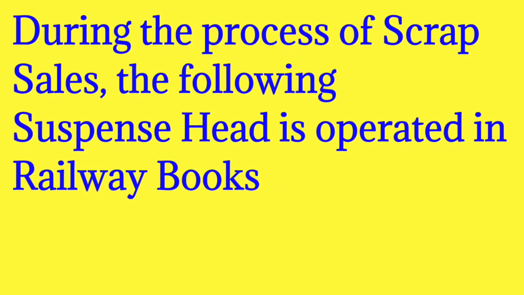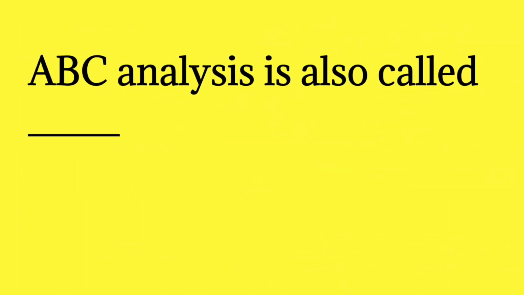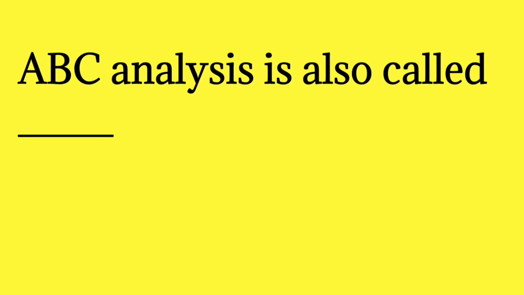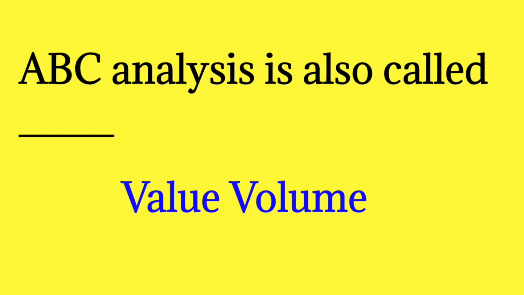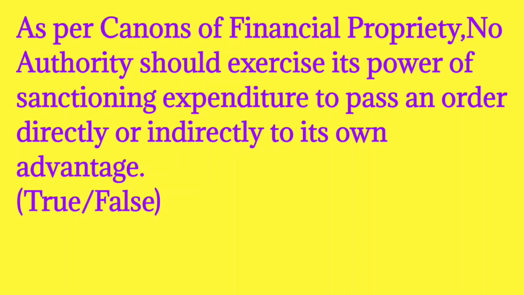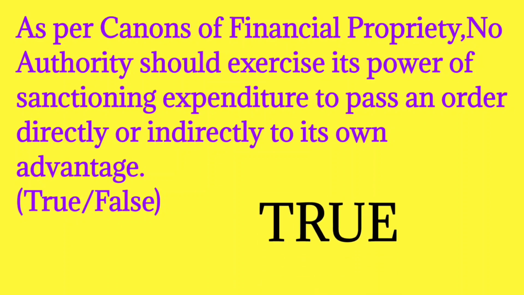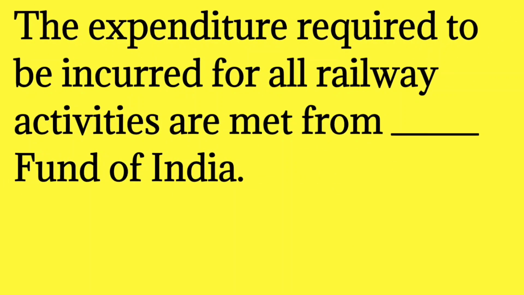During the process of scrap sales, the following suspense head is operated in railway books: sales suspense. ABC analysis is also called dash. ABC analysis is also called value volume. As per canons of financial propriety, no authority should exercise its power of sanctioning expenditure to pass an order directly or indirectly to its own benefit. The statement is true.